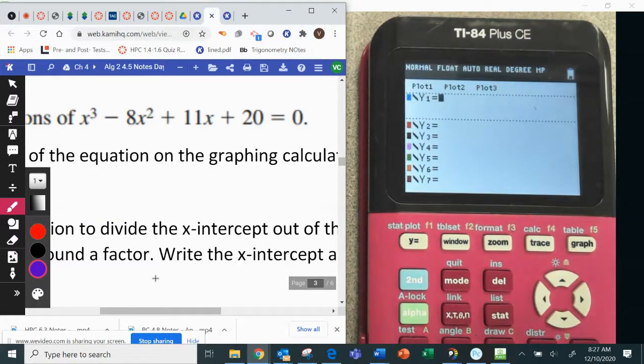So let's type that equation in. X to the third. If you haven't started typing it, type it up. If you don't have your graphing calculator today, you're going to have to get on Desmos to use it.